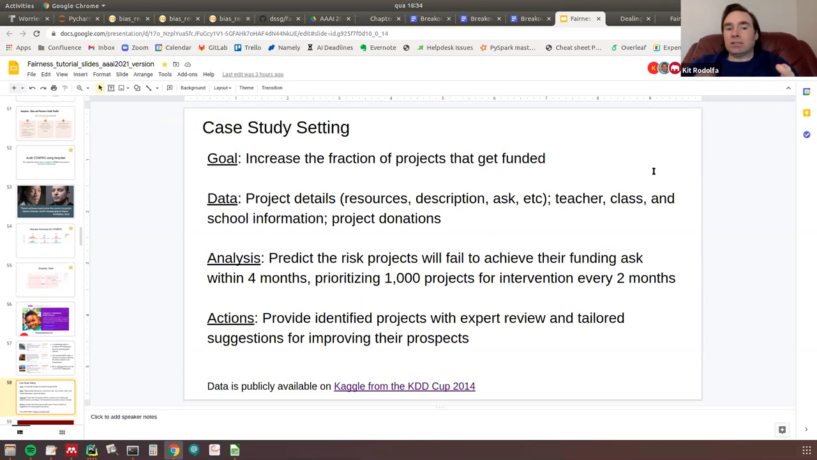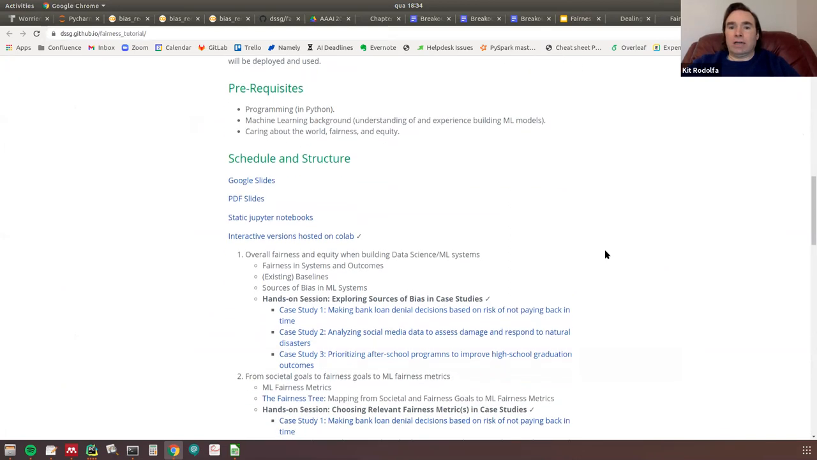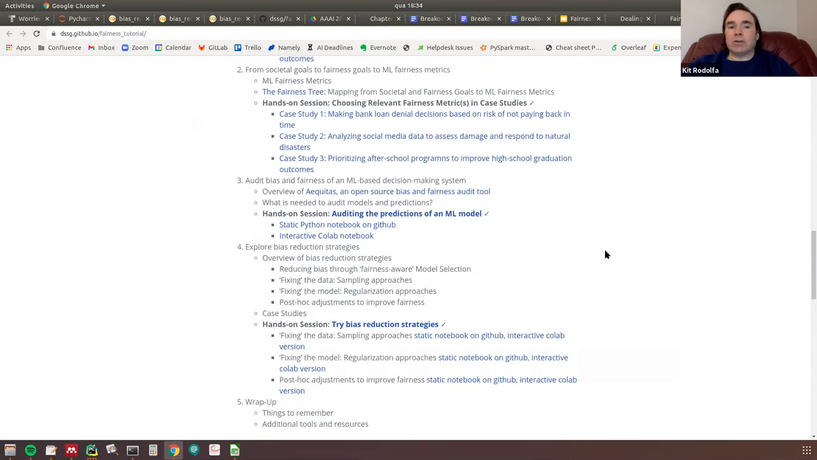It's a case study where the data is readily available, and the CoLab notebook that I posted in the Zoom chat will first look at some bias and fairness audits, and then later we'll also look at some mitigation strategies.